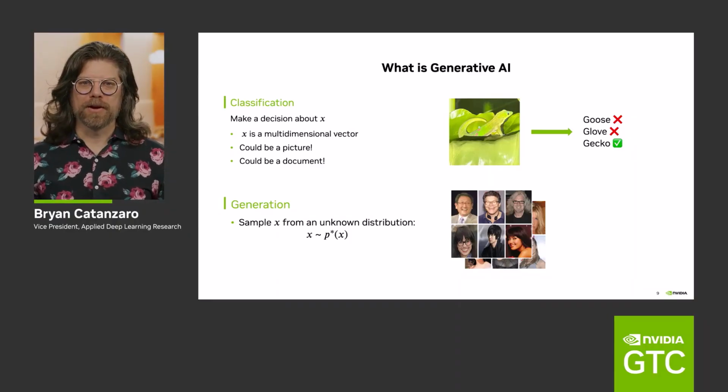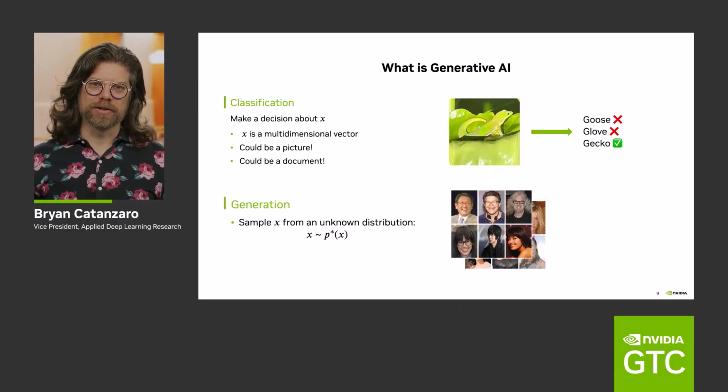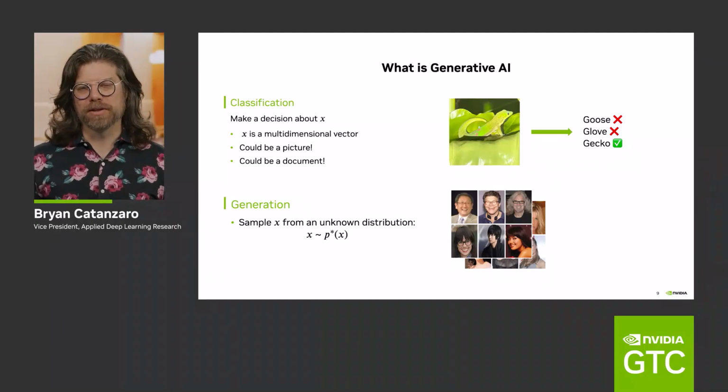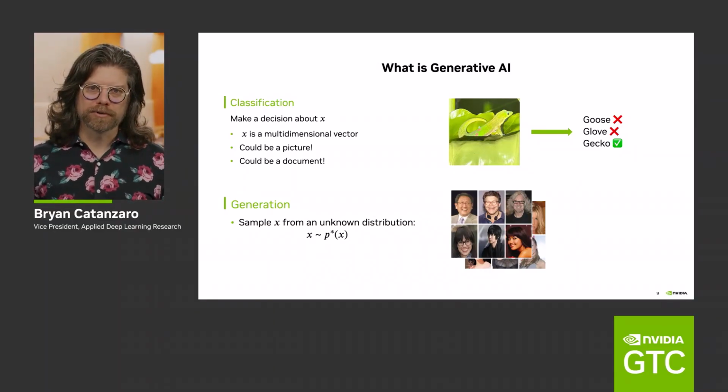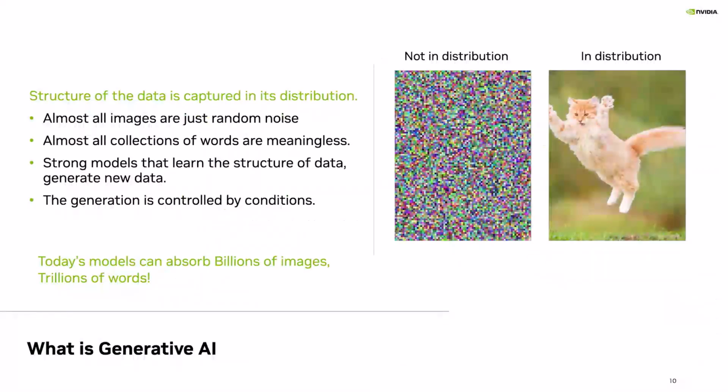So for example, on the right here, I have a bunch of images of faces. And if I wanted to synthesize a new face, then I would need to just sample from that distribution if I was able to learn it. But the central problem then in generative AI has to do with learning data distributions. And we do that through deep neural networks. Just a little bit more about this. So we know that the structure of data is captured in its distribution.